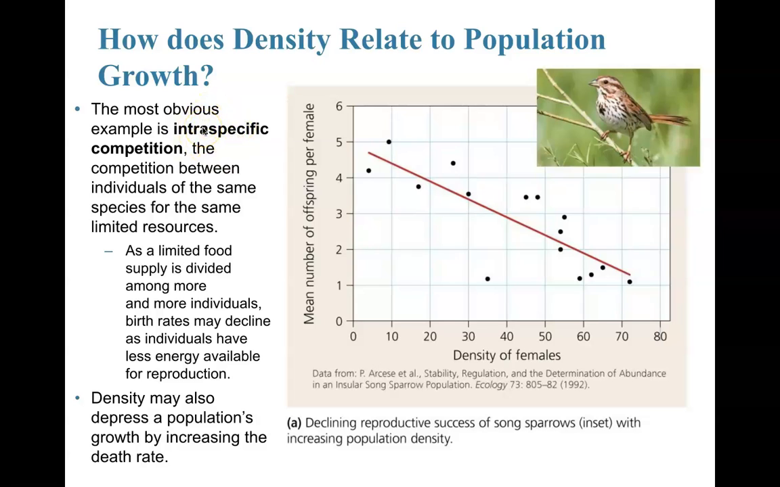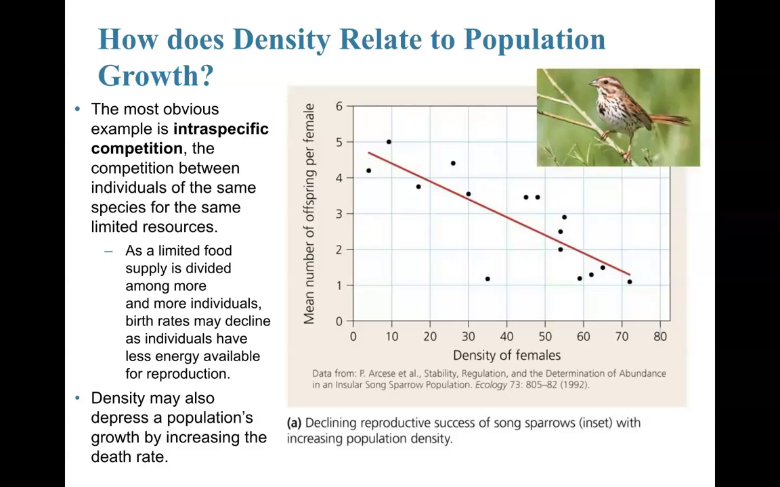So that's important. If you have a quite dense population, you're going to be competing with each other for those precious resources. If you have all the space and therefore fewer individuals in that population, you don't have to compete as much with each other. Resources are limited. They're not infinite. So, as limited food supply is divided among more and more individuals, birth rates may decline as individuals have less energy available for reproduction. So, this is actually pretty interesting.